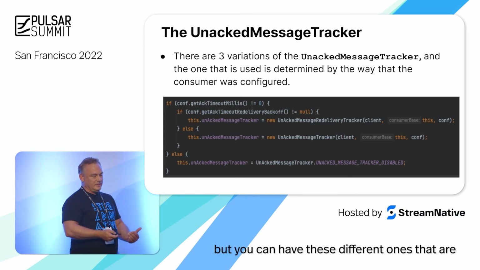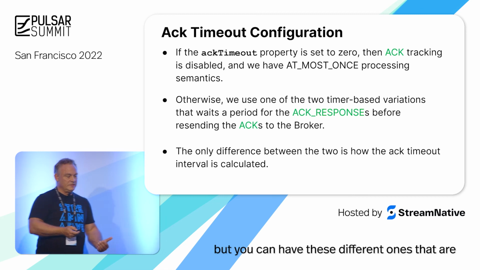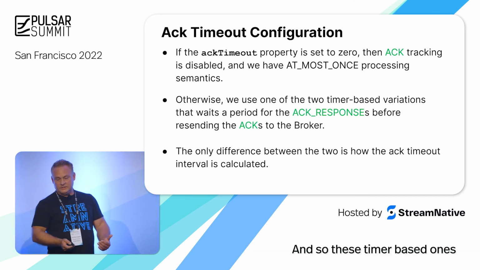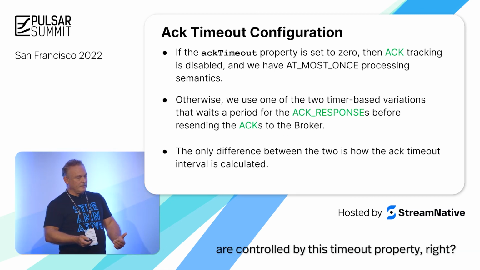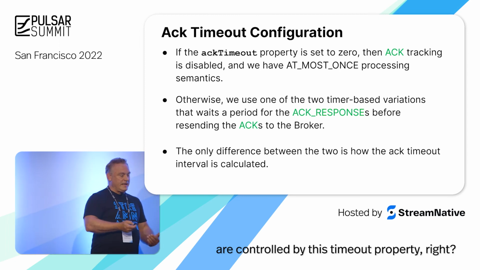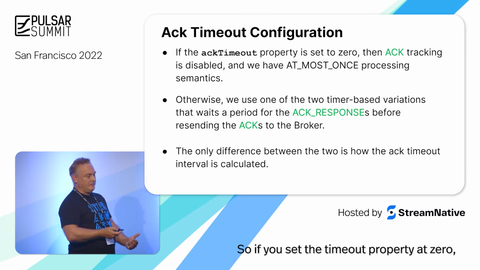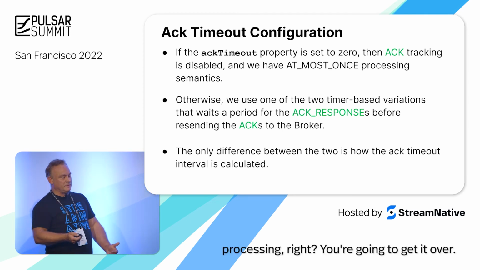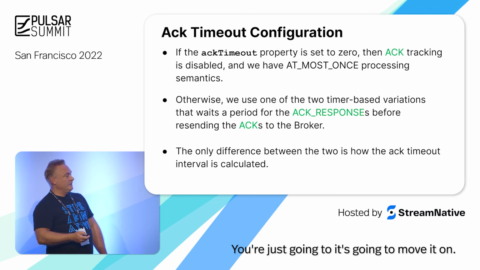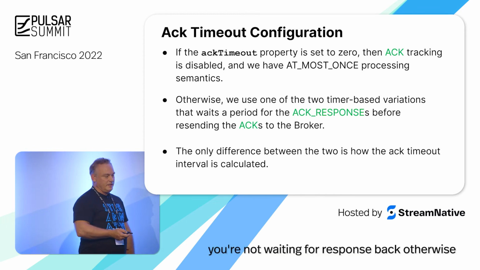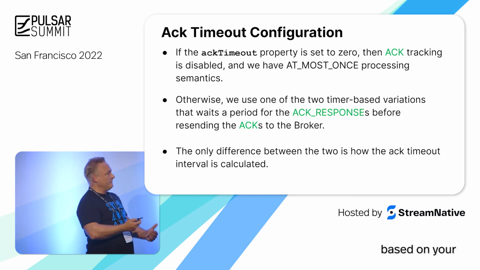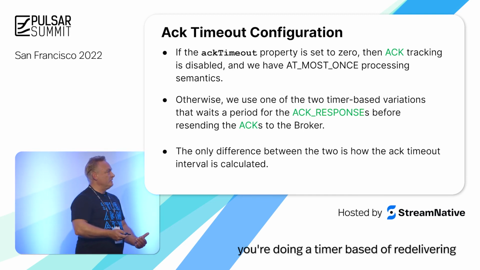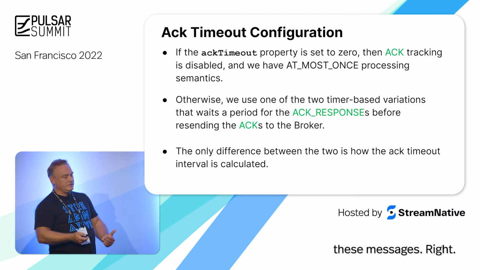We'll talk about that a little bit, but you can have these different ones that are timer based, right? And these timer-based ones are controlled by this Ack timeout property. So if you set the Ack timeout property to 0, then Ack tracking is disabled, and this is the same as at-most-once processing, right? It's gonna get sent over, it's gonna move on the broker side. It's gonna assume you got it, update the cursor. It doesn't care. You're not waiting for a response back. Otherwise, based on your configuration settings, you're doing a timer-based redelivery of these messages, right?